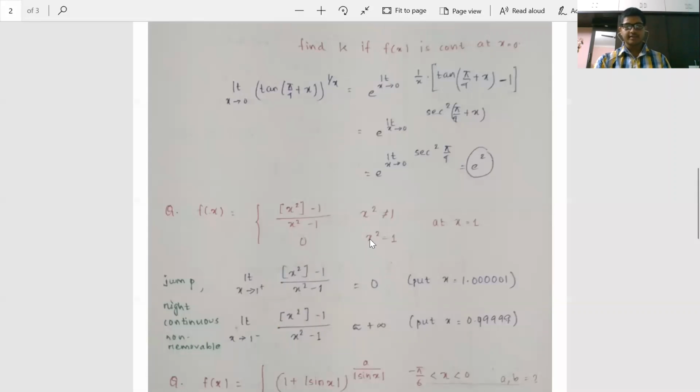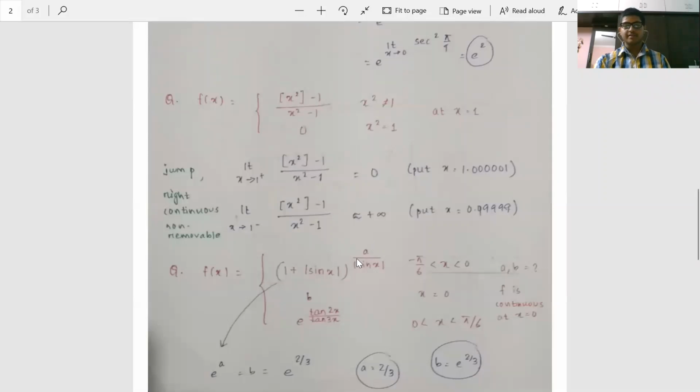The next question is just below it. This is a very easy question. You can solve it orally also. The question is f(x) equal to (1 plus mod sin x) whole to the power a by mod sin x when x belongs to minus pi by 6 to 0, equal to b when x is equal to 0, and e to the power tan 2x by tan 3x when x belongs to 0 to pi by 6. Given f is continuous at x equal to 0, the question is asking for the values of a and b.